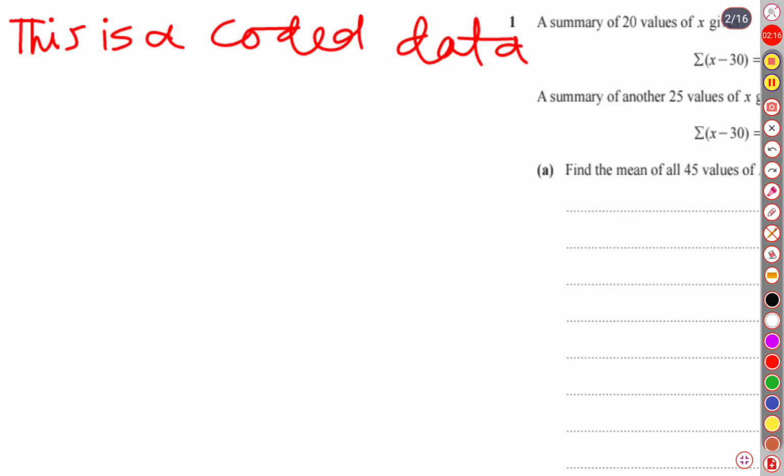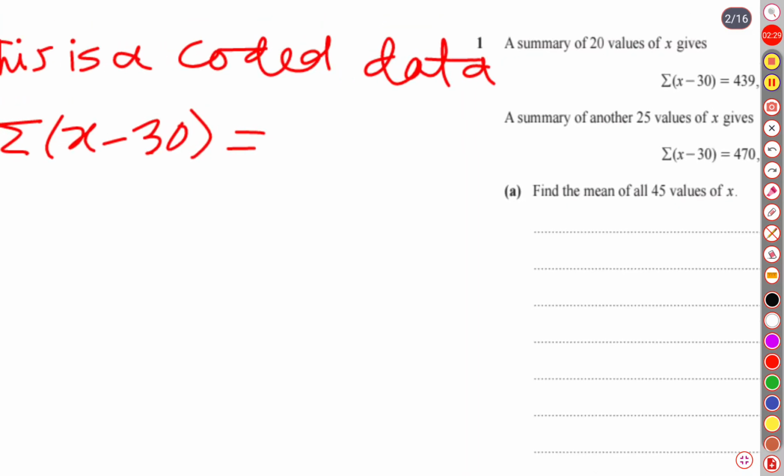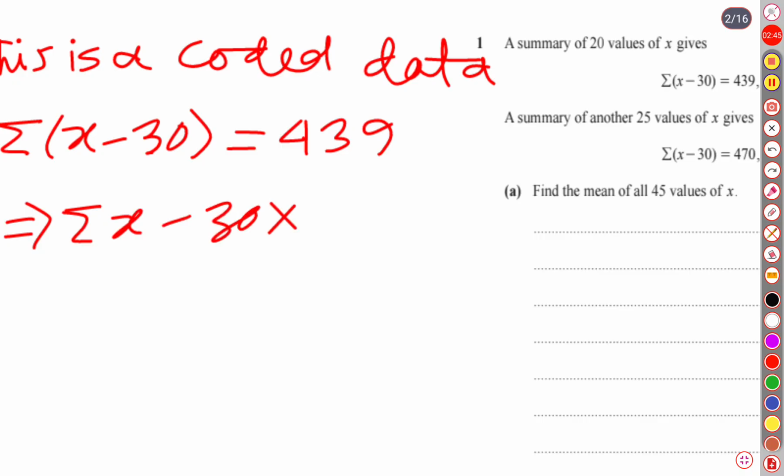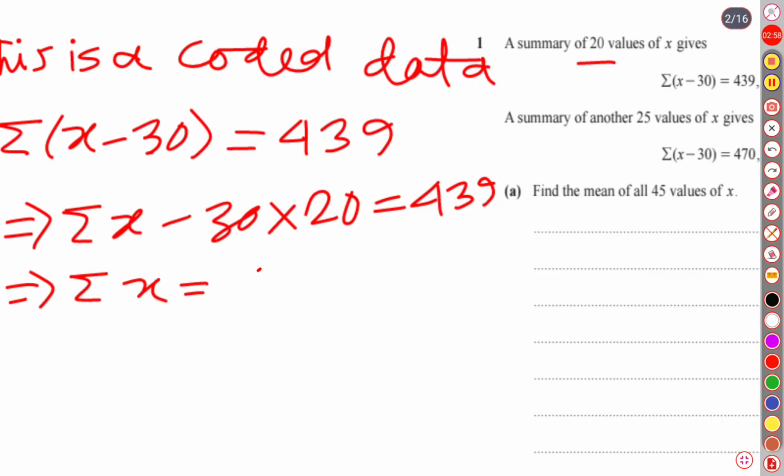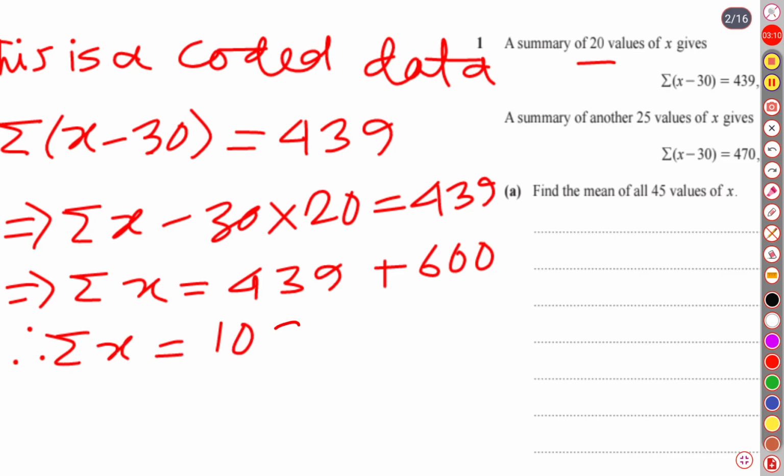The simplification can be done: sum of (x minus 30) is equal to 439. If we expand this, it actually means sum of x minus 30 into the number of data. There are 20 numbers, so sum of x minus 30 into 20 is equal to 439. Ultimately, we get sum of x is equal to 439 plus 600, so sum of x is 1039.